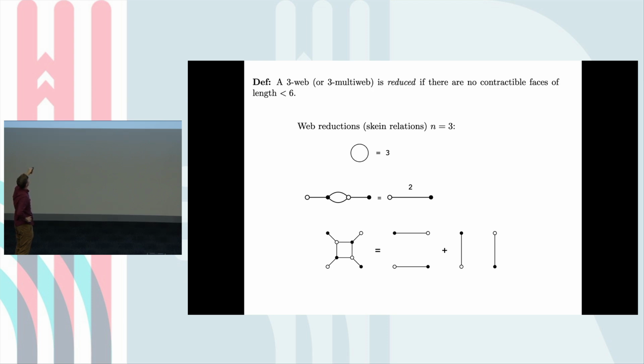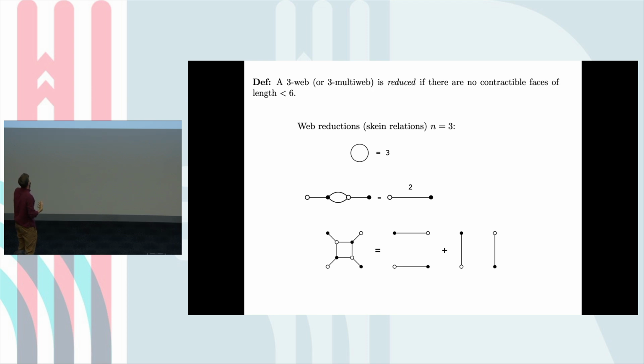web reductions or skein relations for 3 webs, one of which is if you have a loop which is topologically trivial, then you just replace it with a 3, throw it away, and multiply everything else by 3. If you have a bigon, you can remove it from your graph, and you get a factor of 2. And if you have a square face, which is part of a larger web, you can replace it with a linear combination of 2 different webs, which are both simpler. So there's a way to take a possibly complicated web and replace it with a linear combination of simpler webs.